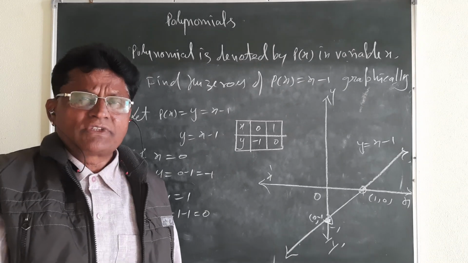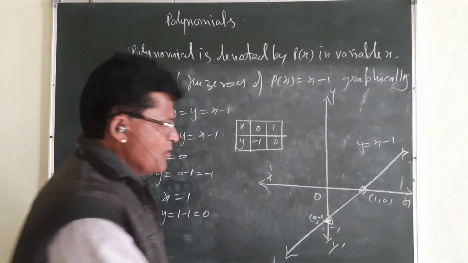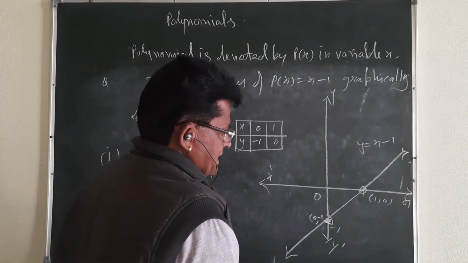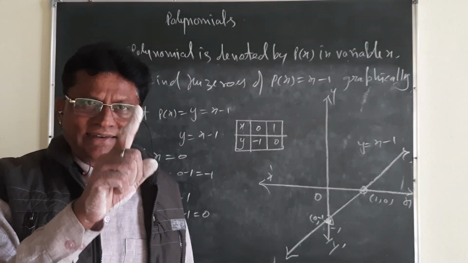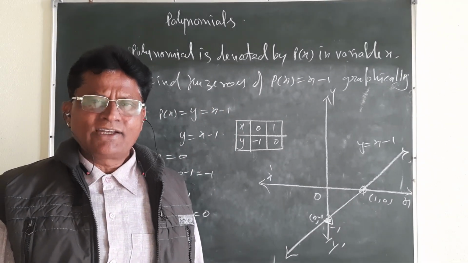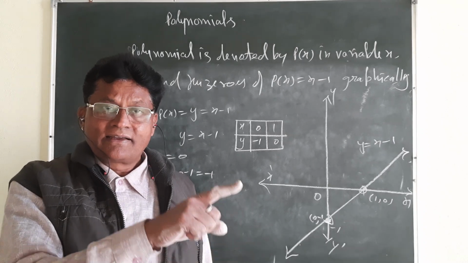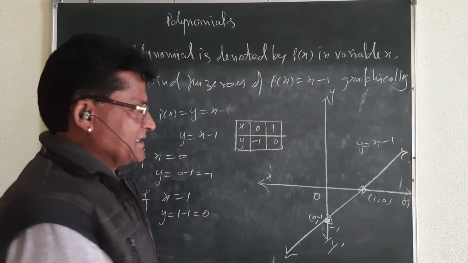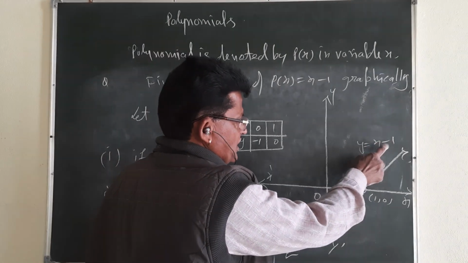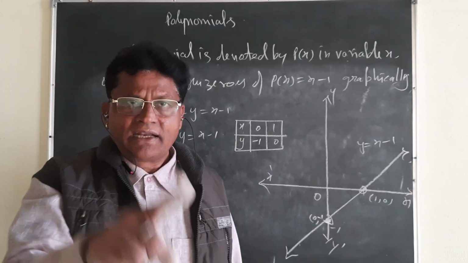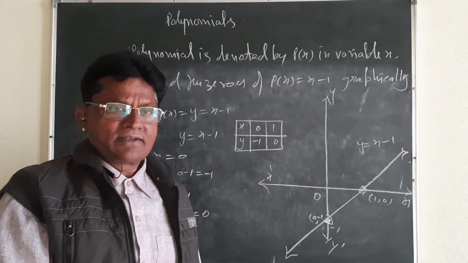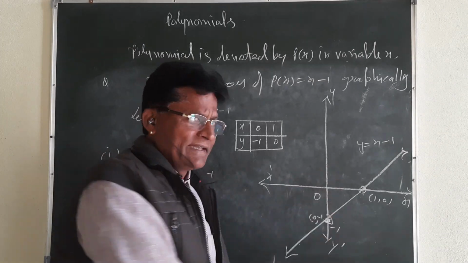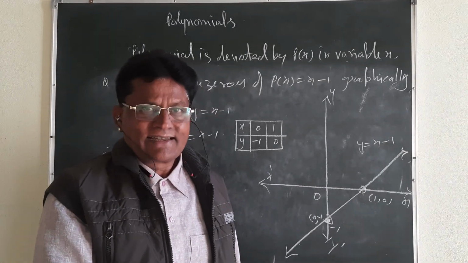My dear student, tell me at how many points this graph intersects the x-axis? At only 1 point. That is why the number of zeros of this polynomial x minus 1 will be 1. And what will be the zero? The point at which this graph intersects the x-axis.